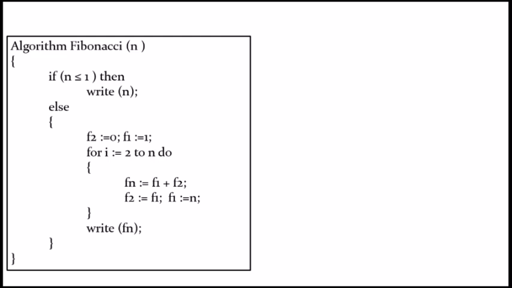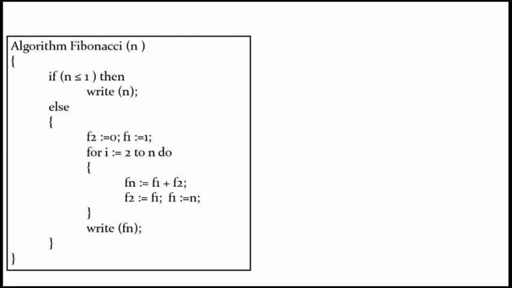So here first we are taking one parameter, that is the n value, and then we are checking the condition whether n is less than or equal to 1. So if this condition is true, then the true block, that is the write n statement, will be executed and the algorithm will stop because the else part will not be executed.